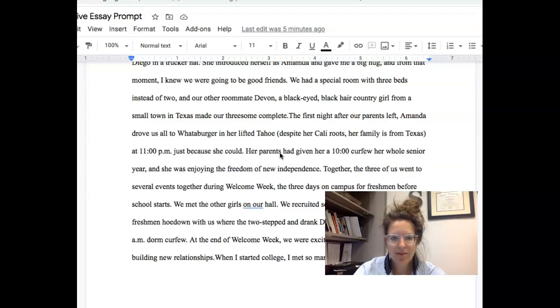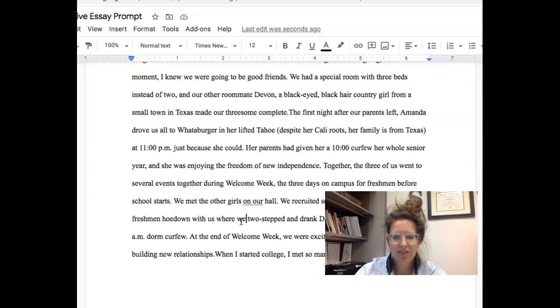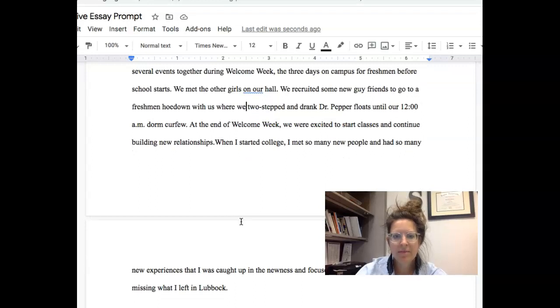Together, the 3 of us went to several events during Welcome Week, the 3 days on campus for freshmen before school starts. We met other girls on our hall. We recruited some guy friends to go to a freshman hoedown with us where we two-stepped and drank Dr. Pepper floats until our 12 a.m. dorm curfew. At the end of Welcome Week, we were excited to start classes and continue building new relationships. When I started college, here's my transition sentence that I already wrote: I met so many new people and had so many new experiences that I was caught up in the newness and focused on new things instead of missing what I left in Lubbock.